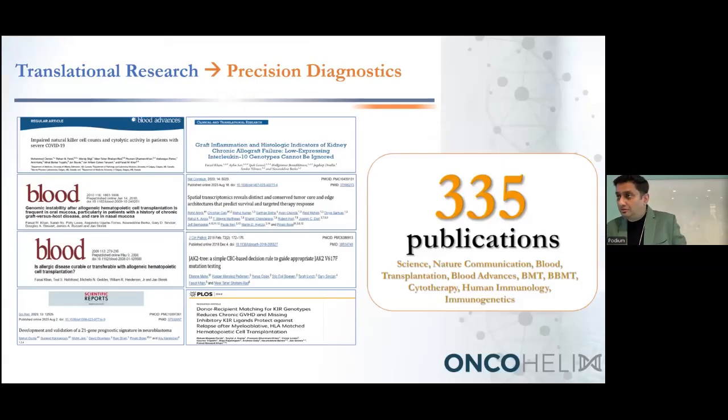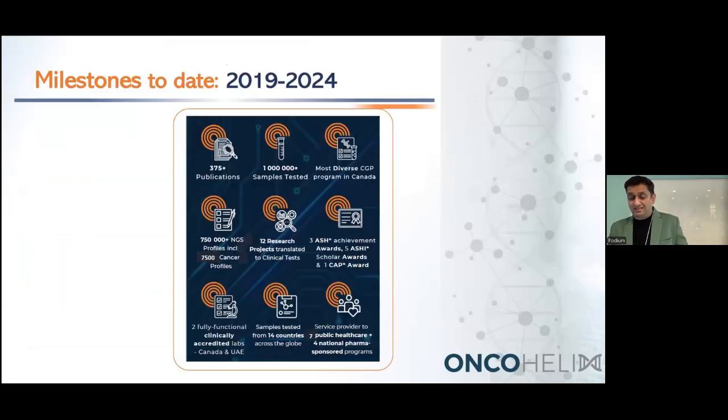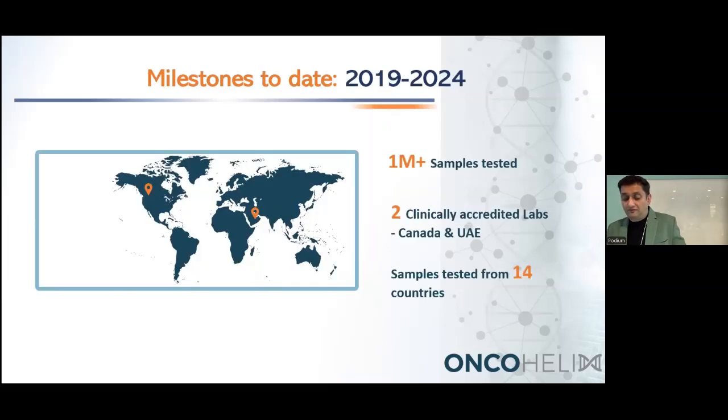The team has published over 335 publications, and many of them have led to the current existence of our clinical diagnostic tests. As I said, over 1 million samples have been sequenced, including over 7,500 cancer sequencing profiles. 12 research projects have been translated into clinical tests, and we have tested samples from 14 different countries so far. We have 2 clinically accredited labs. One is located in Calgary, and the other is located in Abu Dhabi in the UAE, which mainly captures the Asian markets.